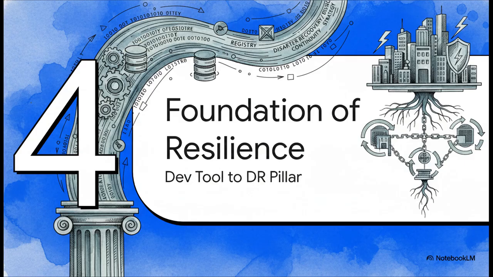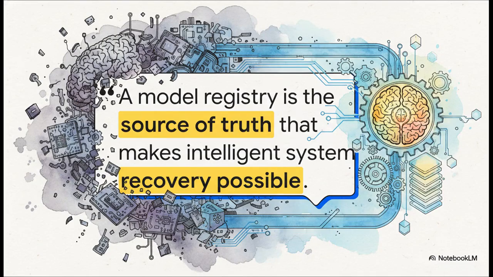So, let's kind of pull this all together. It is time, right now, to stop thinking about a model registry as just some handy tool for your data scientists. As the guide makes crystal clear, it has to be seen as something much, much more. It's a non-negotiable cornerstone of your entire disaster recovery plan. I really want to leave you with this quote from the material, because I think it just perfectly sums up what's at stake here. A model registry is the source of truth that makes intelligent system recovery possible. Without it, you're not just recovering infrastructure, you're trying to rebuild a brain from scattered memories.